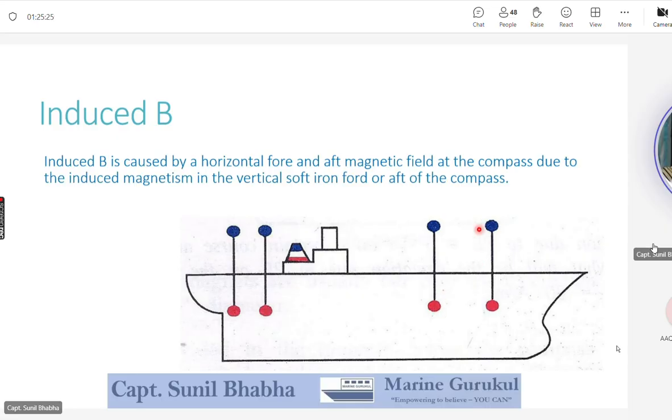So you see all the top poles of the vertical structures are blue. The top pole of the funnel is blue. The top pole of the forward mast, aft mast, or the cranes is blue. The bottom poles of all these vertical structures are red poles. Now, out of these two, what affects our compass is the pole which is closer to the compass. And in this case, the top poles, which are the blue poles, are almost in line with the magnetic compass, and they affect our compass.